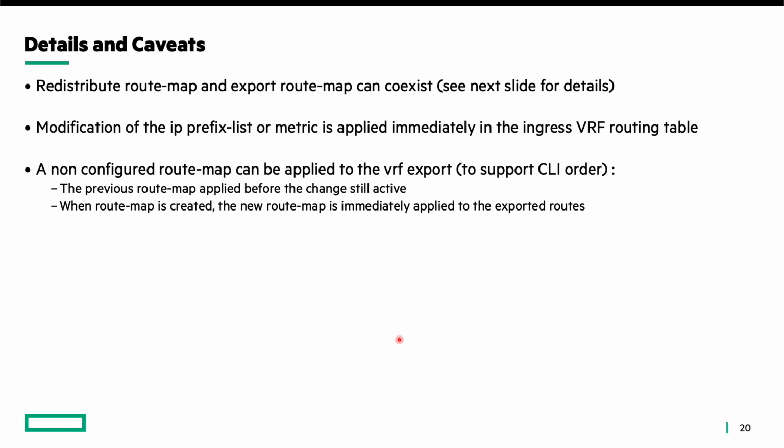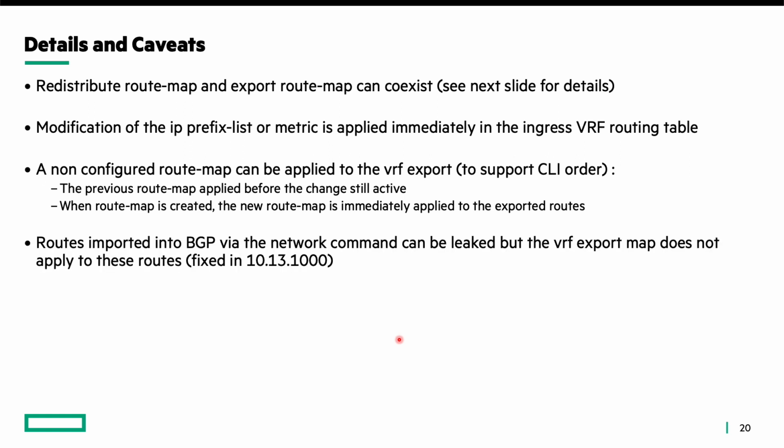If that happens, or you make a typo and the route map does not exist on the system, then if there was a previous route map existing, it will continue to apply that route map. If there was no route map before, as soon as the route map is created and applied as a VRF export route map, then the control will be applied.